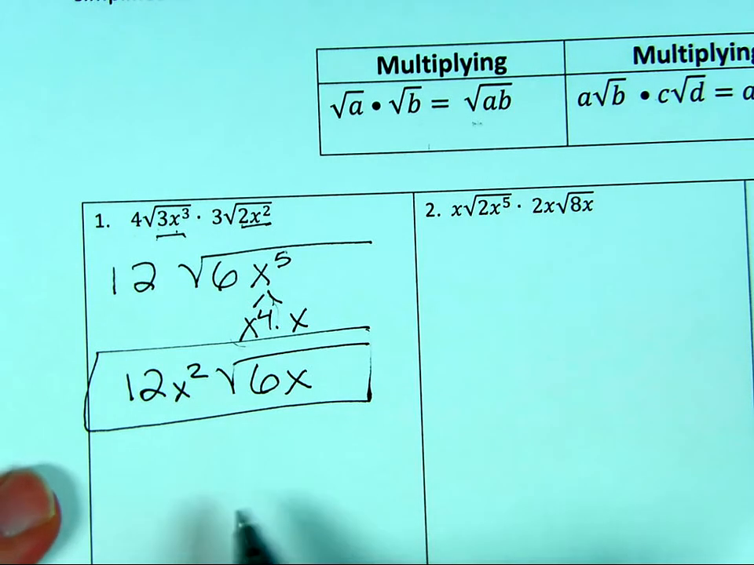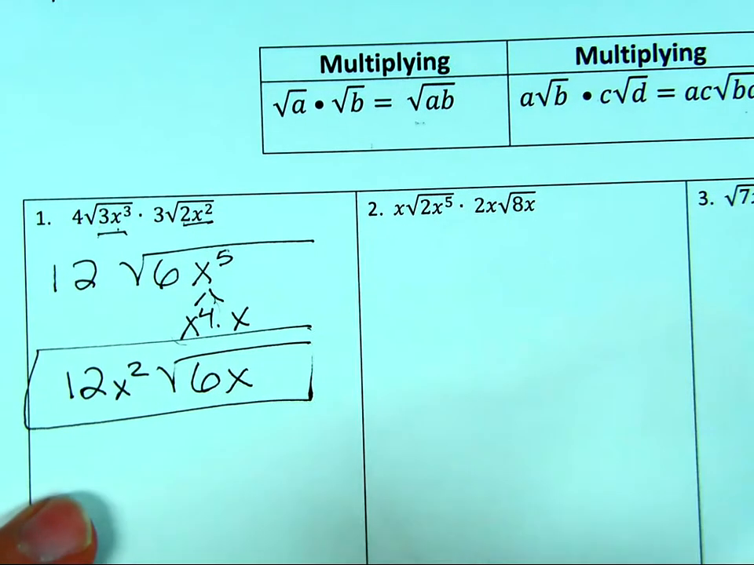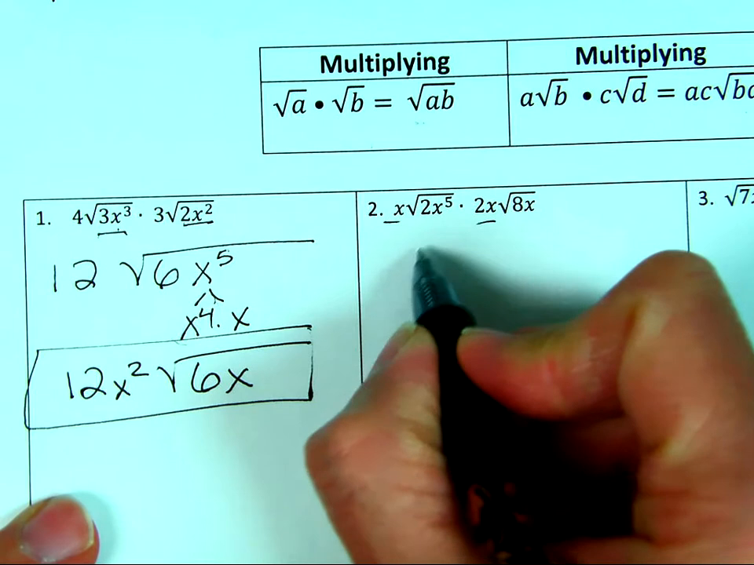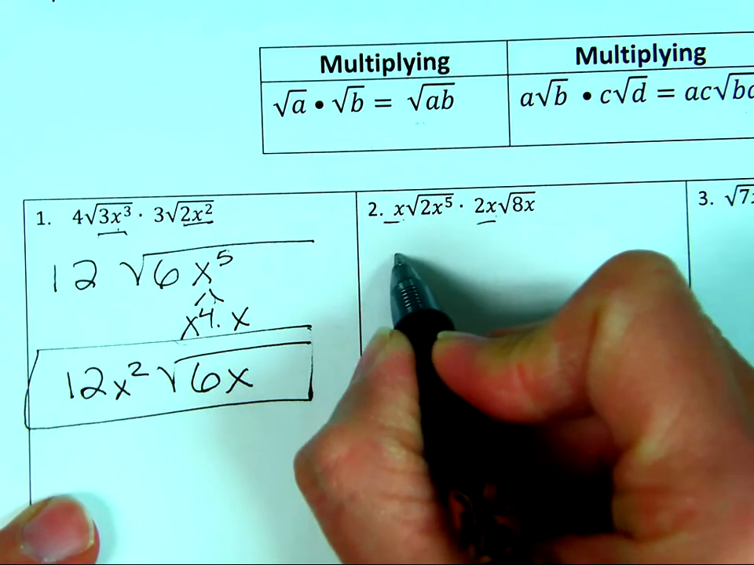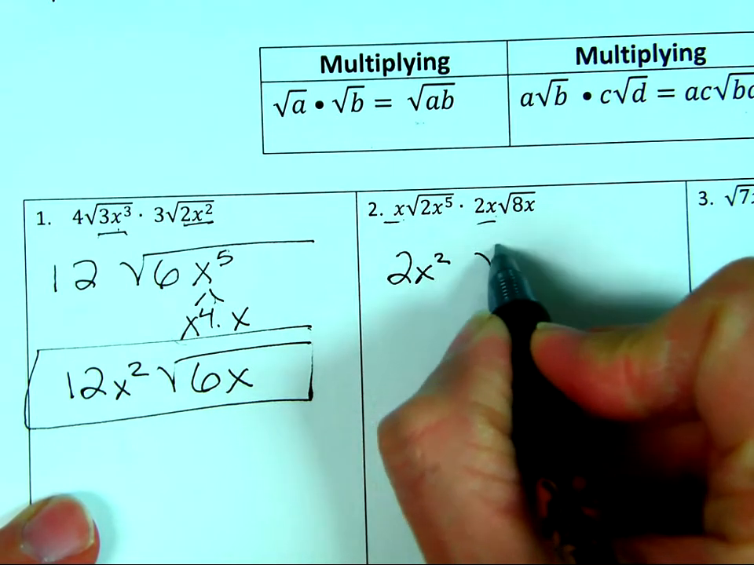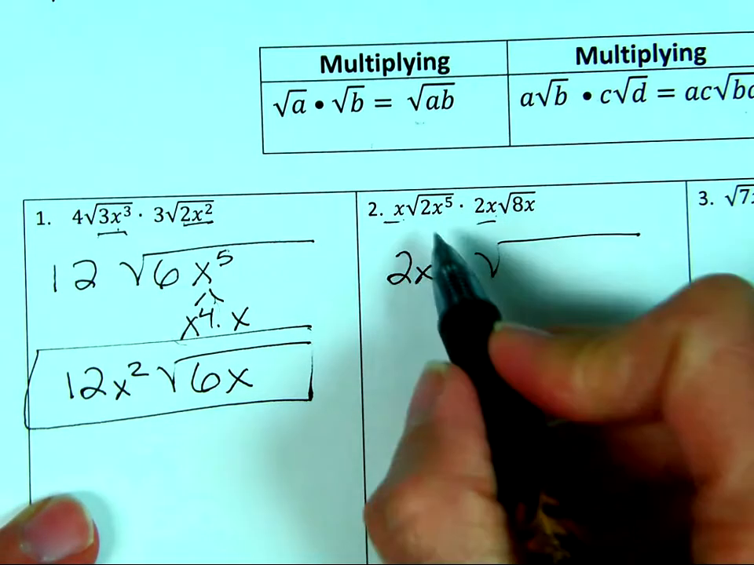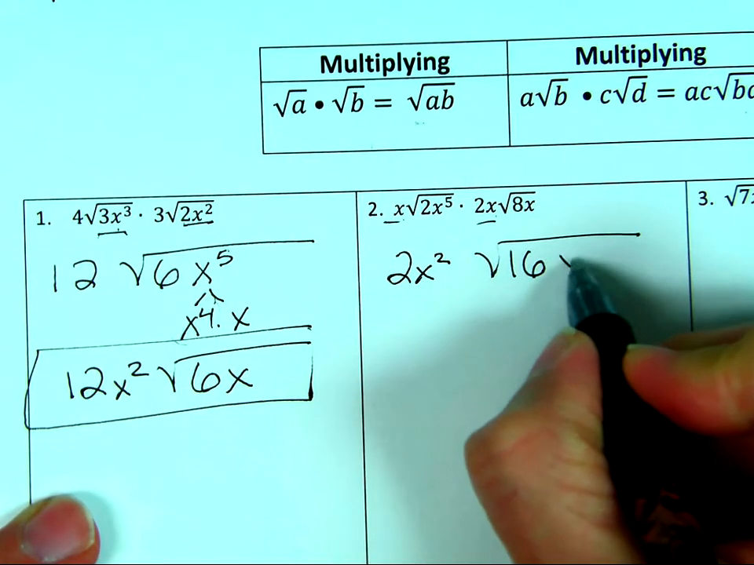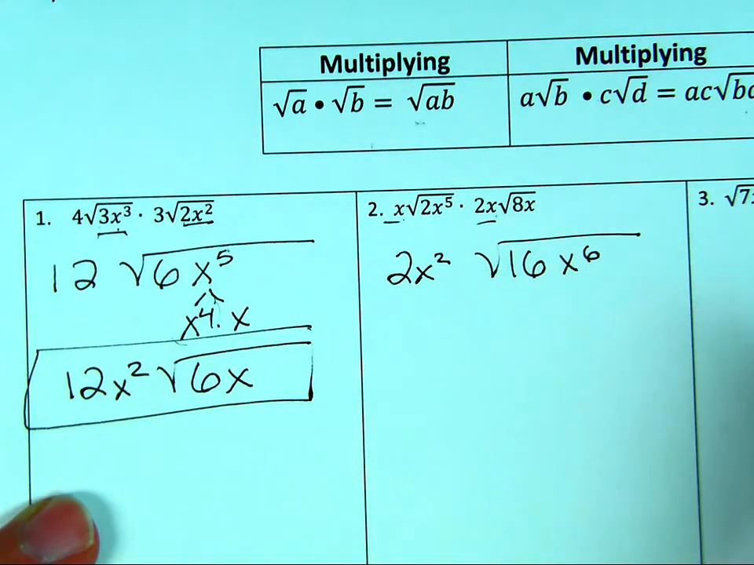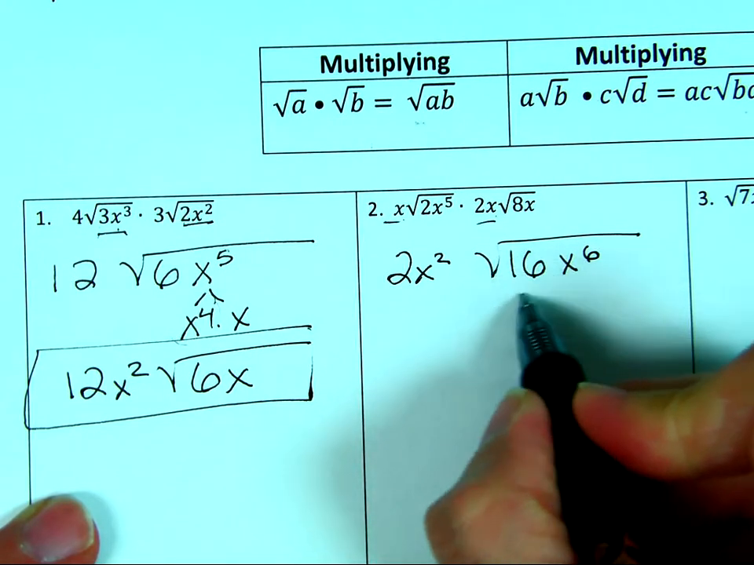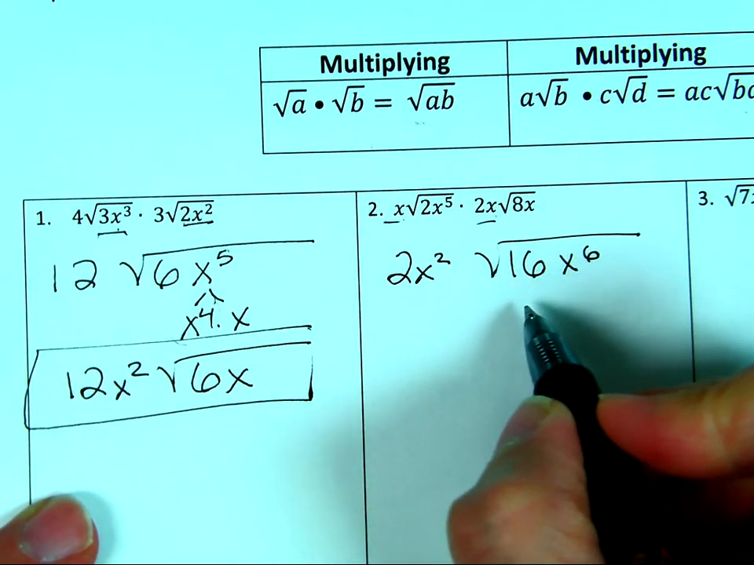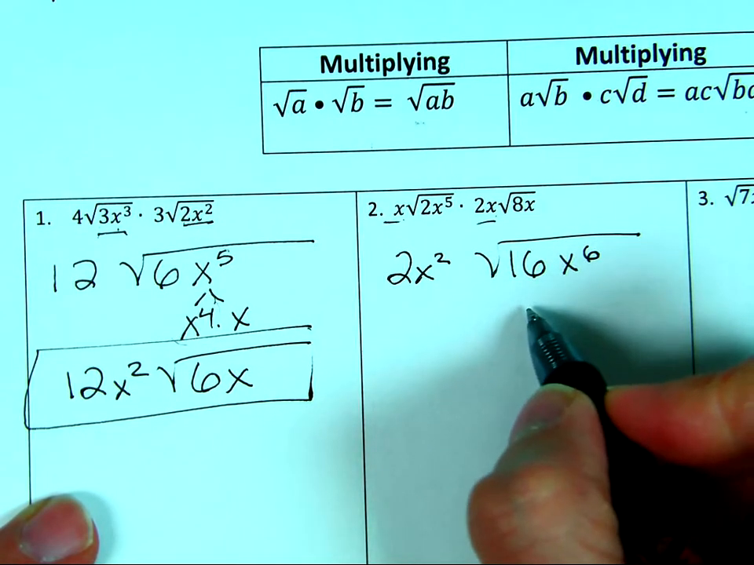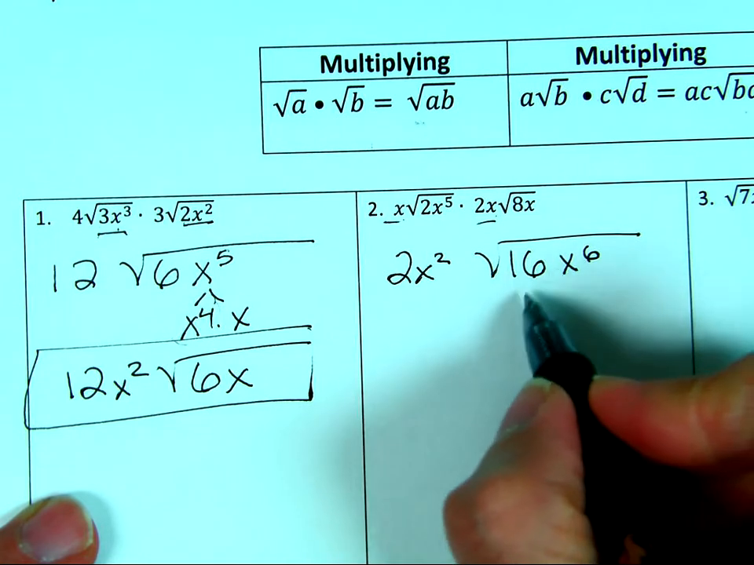Okay, next one. So here we can multiply what's on the outside, so 2x and x multiply together to get 2x squared. Then I'm going to multiply what's on the inside. I have 2 times 8, which is 16. x to the 5th times x is x to the 6th. So then I see, can I take the square root of 16? If you don't know that the square root of 16 is 4, you could use your birthday cake method again. Remember, that was the previous video.